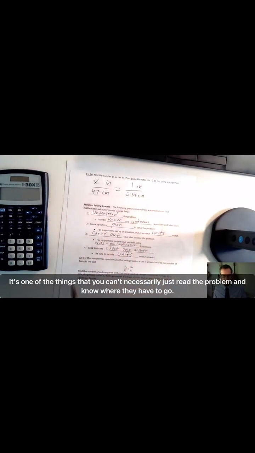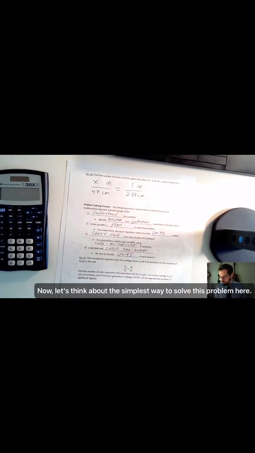And it's one of those things that you can't necessarily just read the problem and know where they have to go. You make a decision of how you want to set them up, and then ensure that you put all the units in the right spot. Now let's think about the simplest way to solve this problem here.